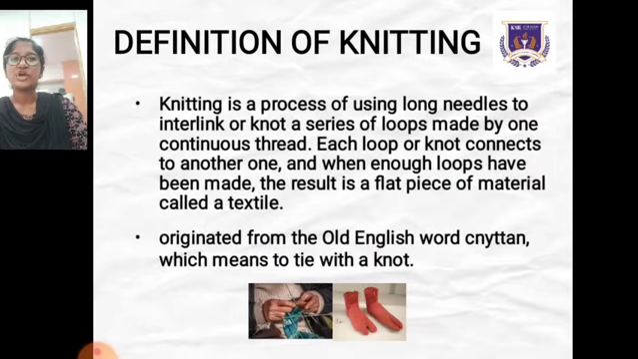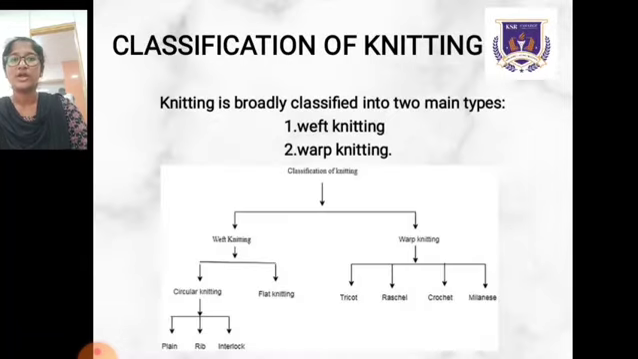Next, the definition of knitting. Knitting is a process of using long needles to interlink or knot a series of loops made by one continuous thread. Each loop or knot connects to another one, and when enough loops have been made, the result is a flat piece of material called a textile. It originated from the Old English word meaning to tie with a knot.